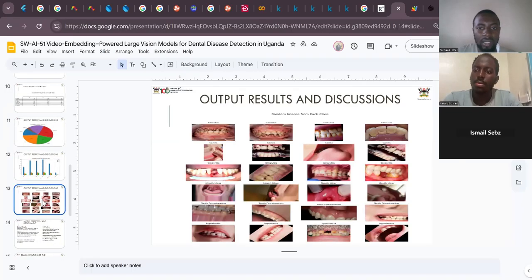Let's look at some sample images that were in each class for the tooth diseases that we got. You can see these are some images for the calculus. This is the row for calculus. Then there is this other case, hypodontia. These are the images and many others there.